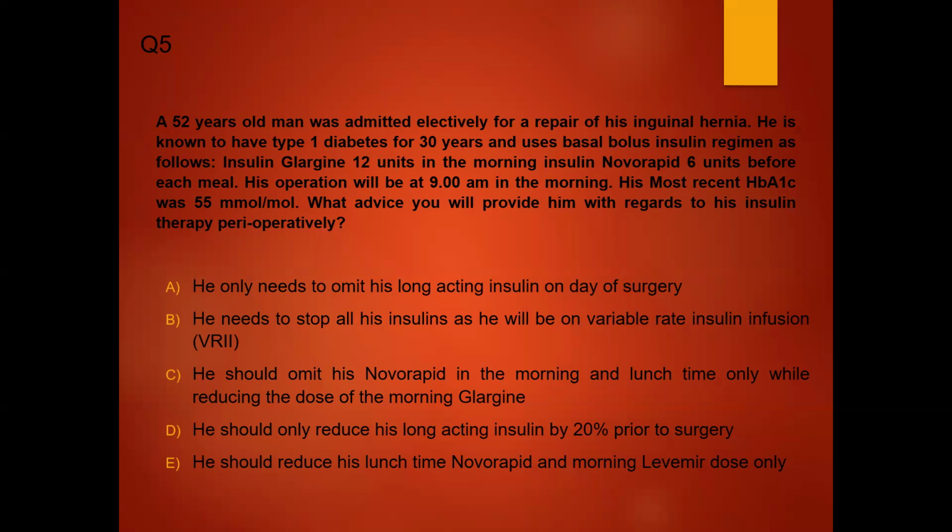Again, this is based on the latest JBDS guidelines. Number one, does he need to omit his long-acting insulin on the day of the surgery? He needs to stop all his insulins and go on to VRII. He should omit his Novorapid in the morning and lunchtime only while reducing the dose of morning glargine. Remember, he's taking glargine in the morning. He should only reduce his long-acting insulin by 20% prior to surgery and leave his Novorapid the same. Or he should reduce his lunchtime Novorapid and morning Levemir doses. He's not on Levemir anyway. So think about these options and what will be the best possible answer based on the guideline.